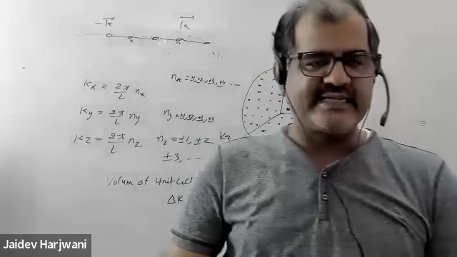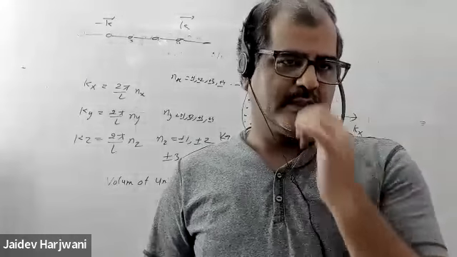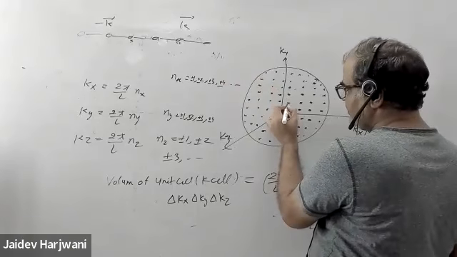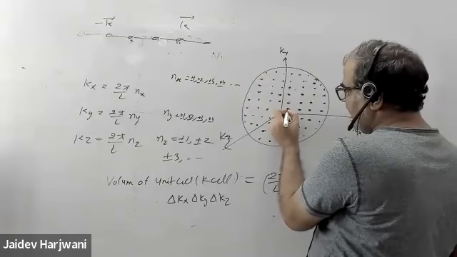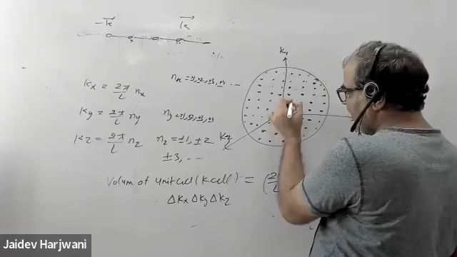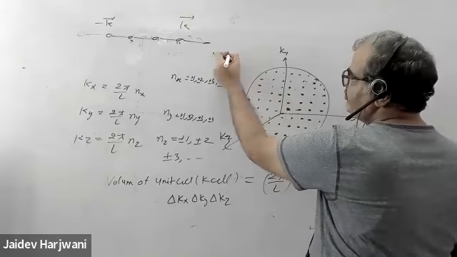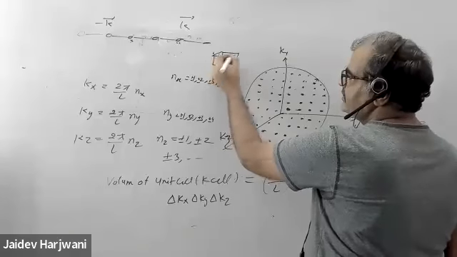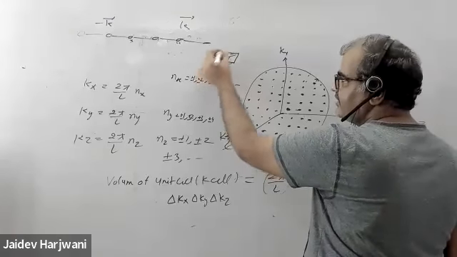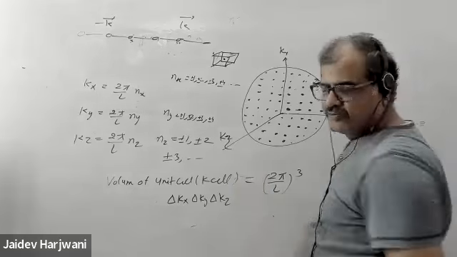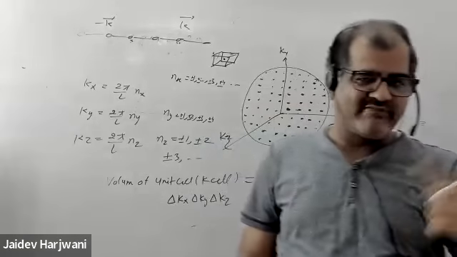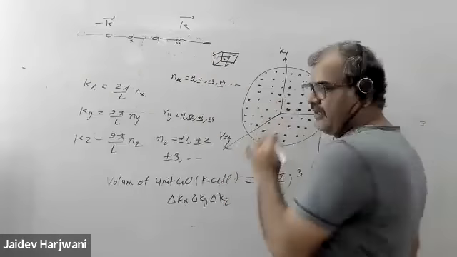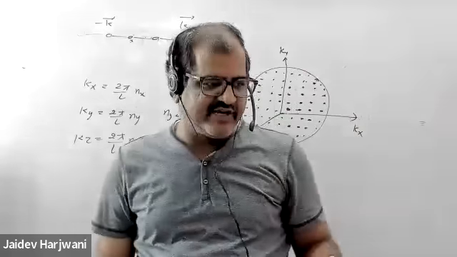There is a gap between every state. If I try to make a volume, area here, you have a gap in x direction also, you have a gap in y direction also. So if I take one unit cell, around this one unit cell, this is the area. Length Lx is 2 pi by L, Ly is 2 pi by L, Lz is 2 pi by L. Okay, so this is the volume of one state, like your uncertainty phase space.